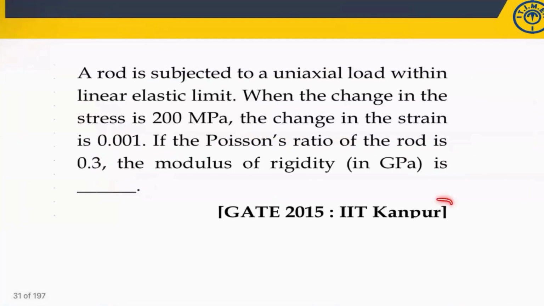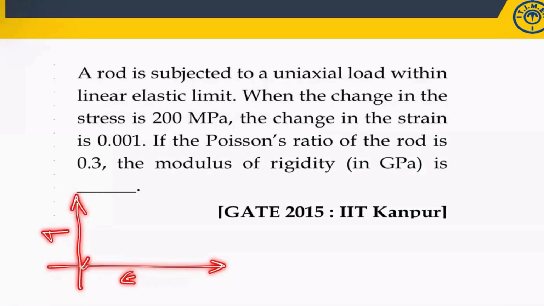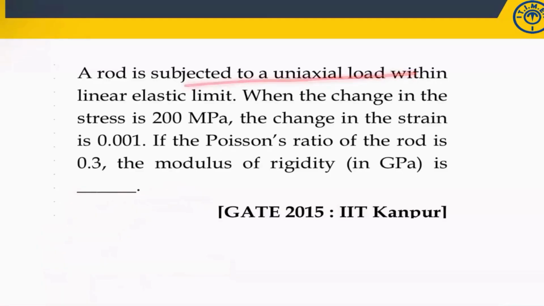Now the question which was asked in 2015, what is the question? A rod is subjected to uniaxial load within linear elastic limit. Within linear elastic limit means, because you already know the stress strain diagram, this is basically the stress strain diagram for mild steel. There are some points which are the proportional limit, elastic limit, yield point, and there is an ultimate point and the fracture point. So within the linear elastic limit, a rod is subjected to uniaxial load.